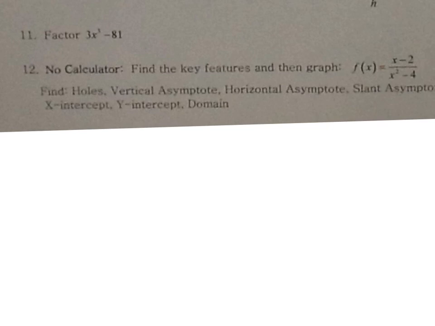Okay, so it says no calculator, find the key features, and then we're going to graph this. So we're looking for the holes, vertical asymptote, horizontal asymptote, slant asymptote. Remember, you can't have vertical and horizontal at the same time. X, Y intercepts, and domain. All right, so let me write this down.